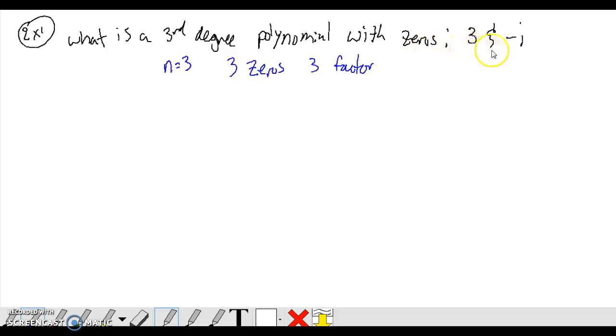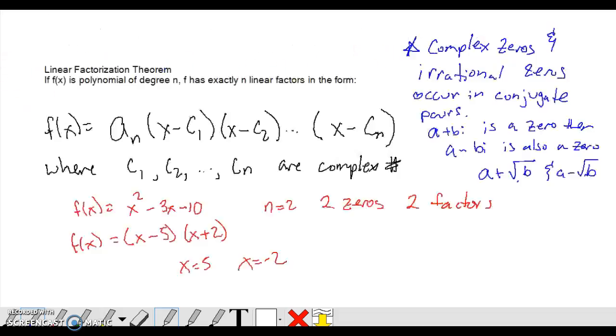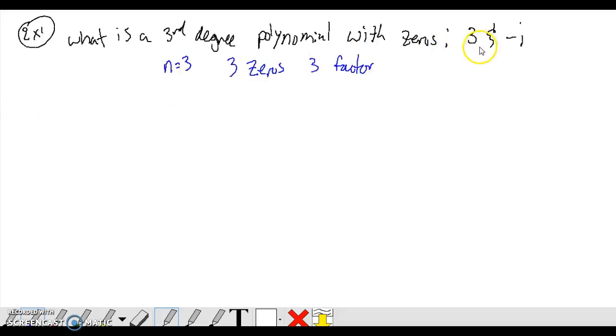So I do have 2 zeros right now, 3 and negative i, but if I remember my previous note earlier, I had said complex zeros and irrational zeros come in pairs. So that means my 3 zeros are not just 3 and negative i, but I also have a positive i. So there's 1, 2, 3. There's my 3 zeros.